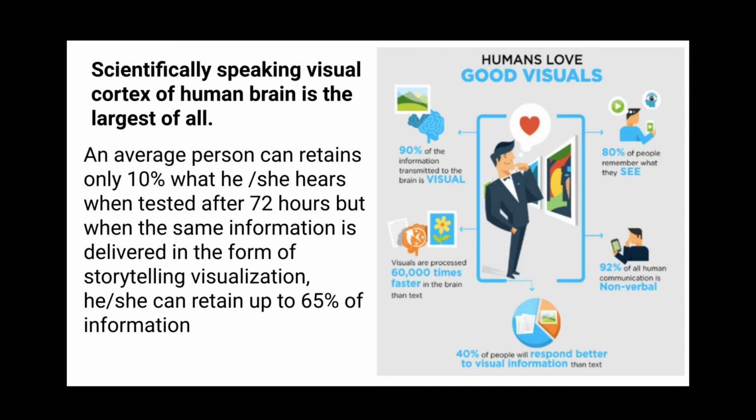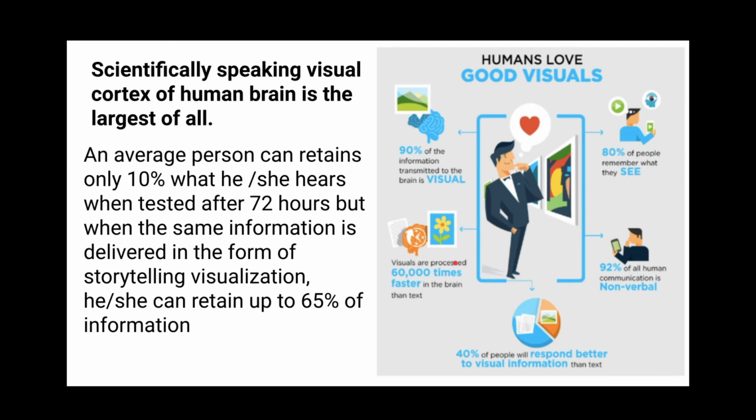Scientifically speaking, the visual cortex of the human brain is the largest of all. An average person can retain only 10% of what he or she hears when tested after 72 hours. But when the same information is delivered in the form of a storytelling visualization, that person can retain up to 65% of the information. Here in this image, we can see that 90% of the information transmitted to the brain is visual. 80% of people remember what they see.